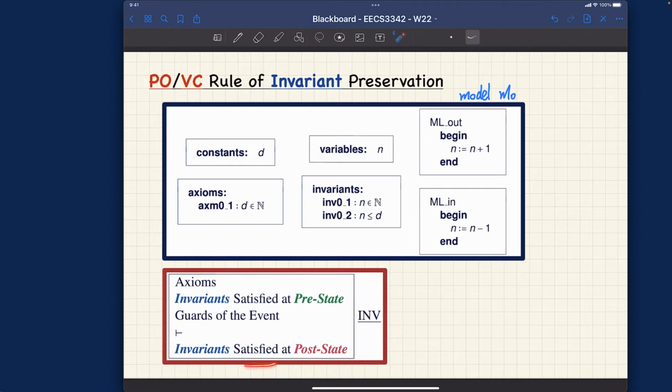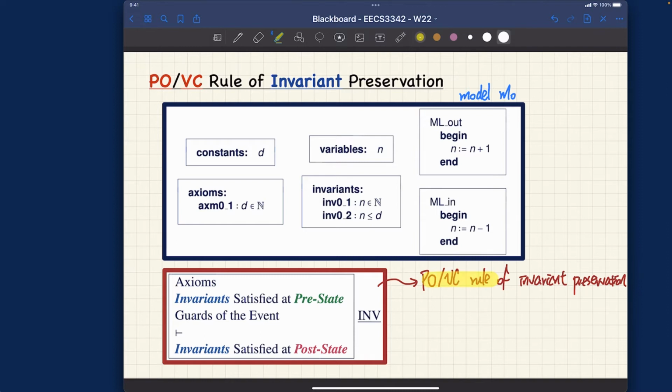Okay, and this part here is about the so-called proof obligation rule. Let me just mention terminology over here. This entire thing here is called a proof obligation rule, or verification condition rule, for invariant preservation, also called invariant maintenance or preservation. There's a rule over here, and the rule has certain components that you want to really watch out for.